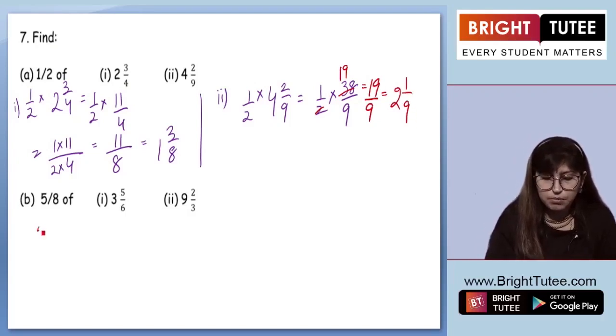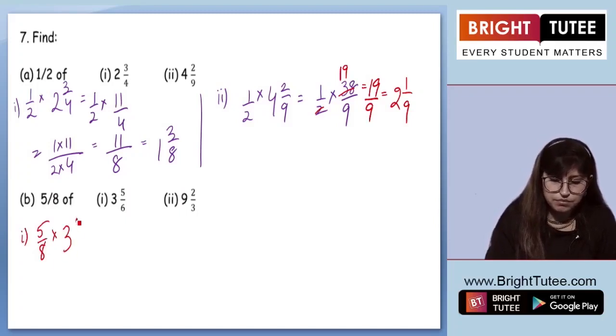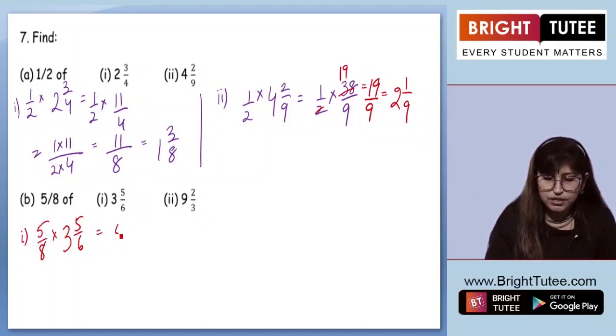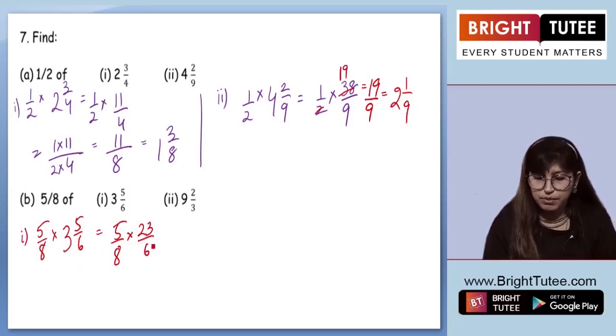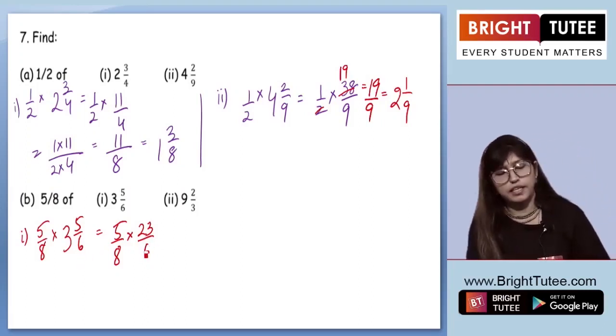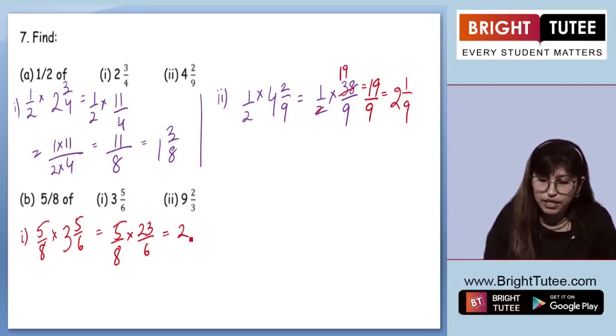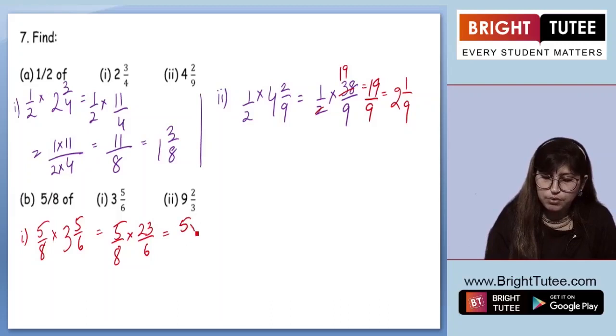Now let's move on to the B part. So 5 by 8 times 3 5 by 6. So 5 by 8 times 23 by 6. 6 3s are 18, 18 plus 5 is 23 by 6. Now we cannot cancel anything out. So we need to multiply the numerators and denominators and come up with the final answer.